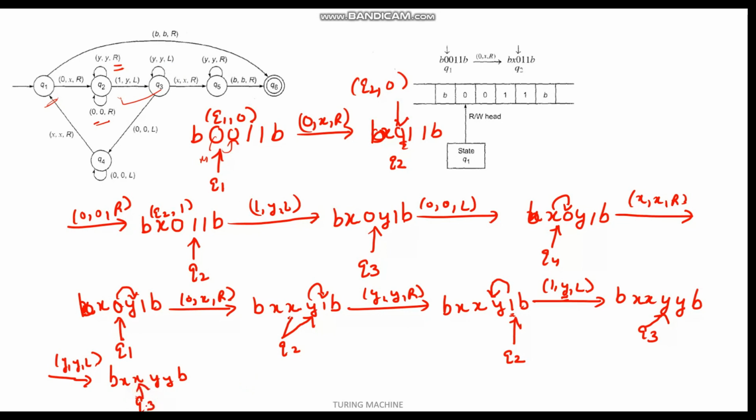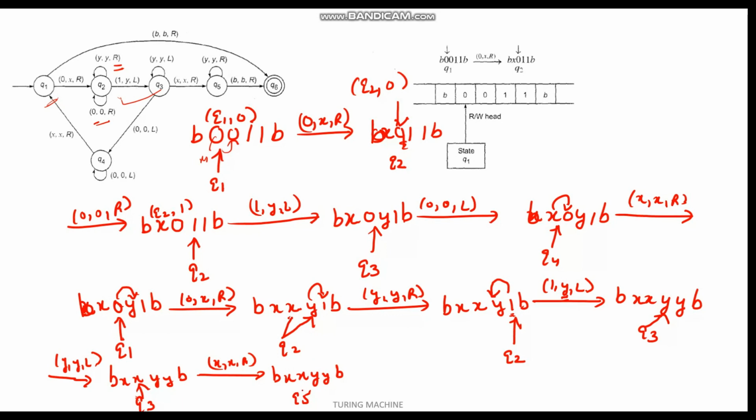What does it mean? It means q3 is given input x. So when q3 is given input x, the transition function in that case is x comma R. So there is no change in the string. We will write the string as it is, but there is a change in the state: it changes to q5. So my state will become q5, and it will move towards right because it is given right.